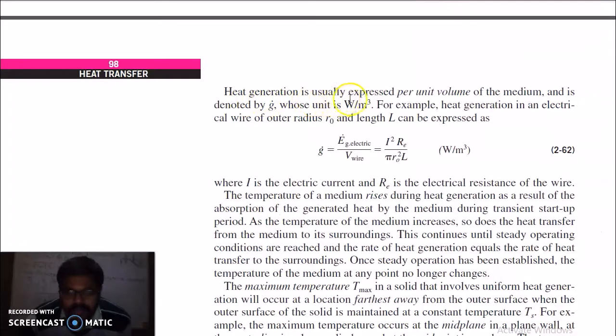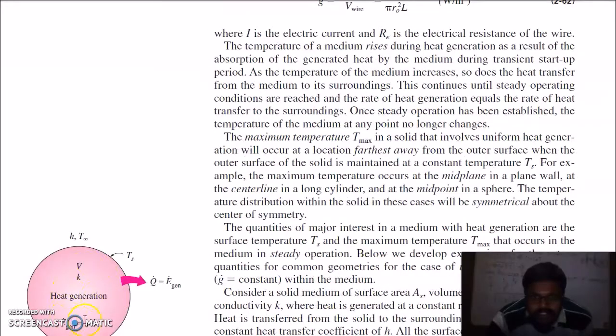Heat generation is usually expressed per unit volume of the medium and is denoted by G dot, whose unit is watt per meter cube. For example, heat generation in an electrical wire of outer radius R0 and length L can be expressed as I square Re, that is the heat generated, divided by pi R0 square L, because it is cylindrical. So this is your heat generation per unit volume. So say this is a sphere.